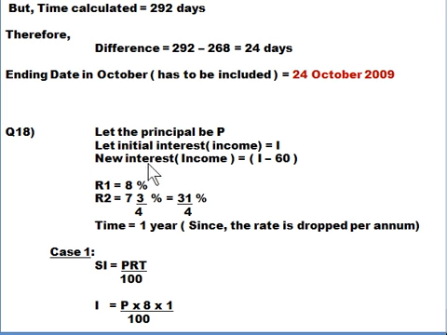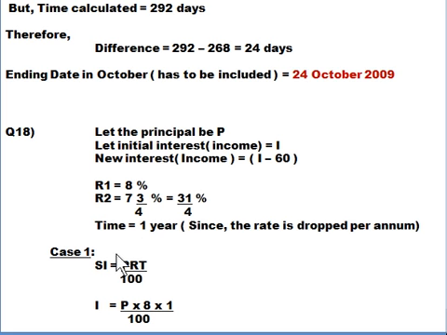Now the first rate is given as 8% and the second rate is given as 7.3 by 4%, which is equal to 31 by 4%. Time we are going to take as 1 year. This is the most important part of the question. They have not given time, but they are comparing the simple interest on the basis of two rates. Rates are in per annum.